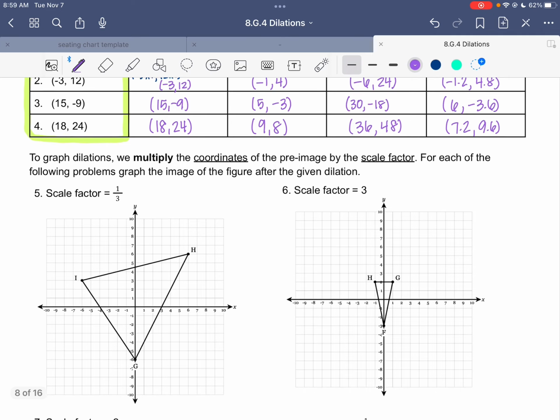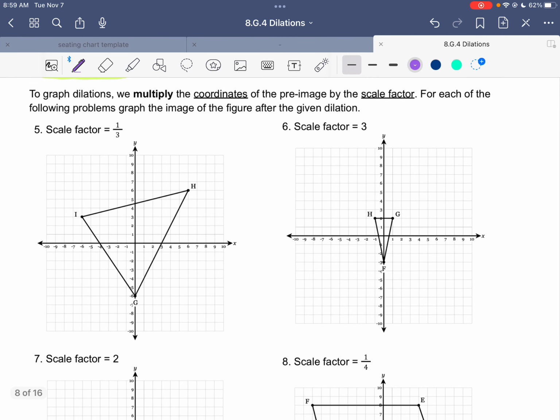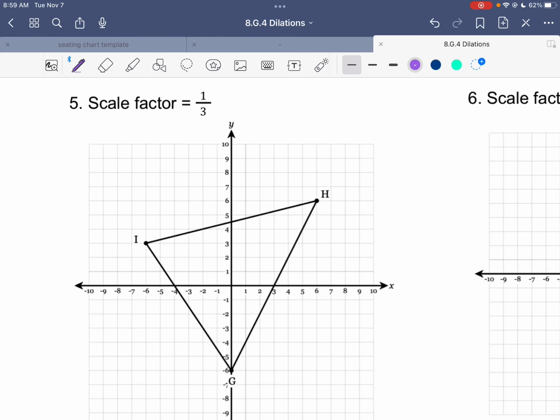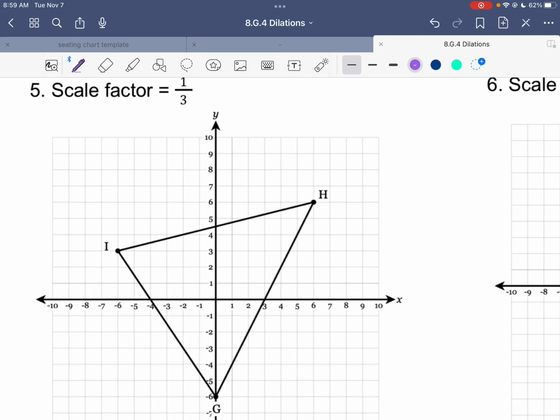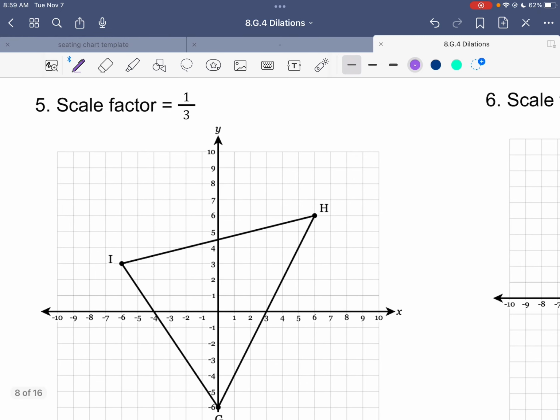All right, the next thing we're going to do is graph dilations. So we're given the pre-image and we're given the scale factor, and we need to determine the coordinates of the image. In order to do that, we first need to know what the coordinates of the pre-image are. So number 5, we have a scale factor of 1/3, and this is a reduction.